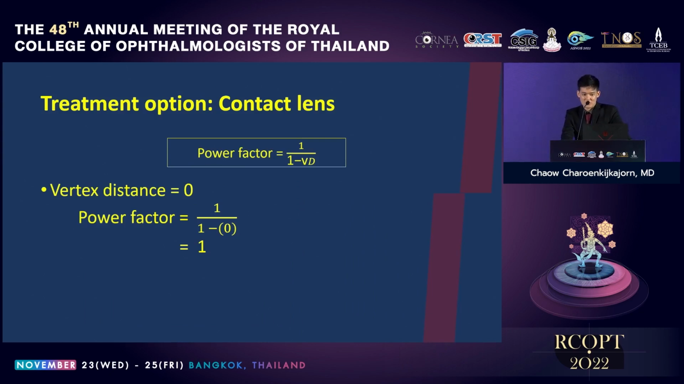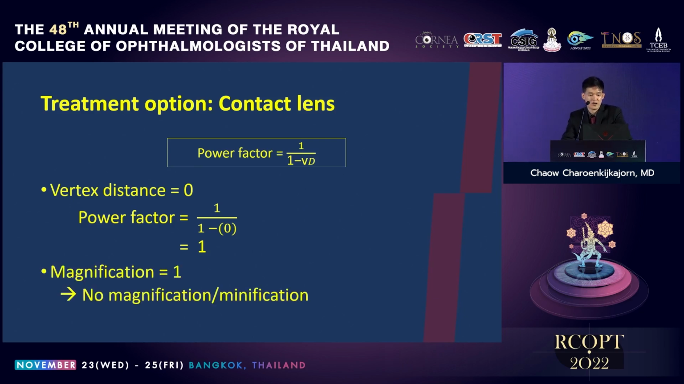And that is treatment number 2, contact lens. So contact lens works on the power factor by making the vertex distance 0. And when we put 0 in that equation, the power factor becomes 1, which means there is no magnification or minification. And this is why contact lens is the first choice for the treatment of aniseikonia. If the patient can tolerate it and take care of it, we usually consider contact lens first.